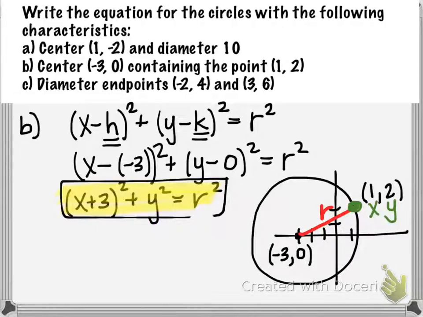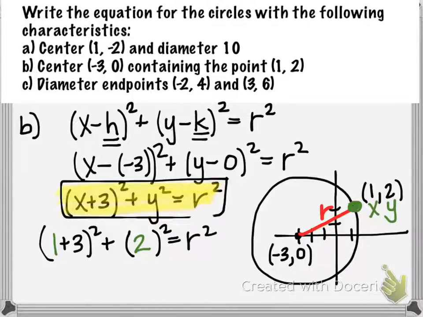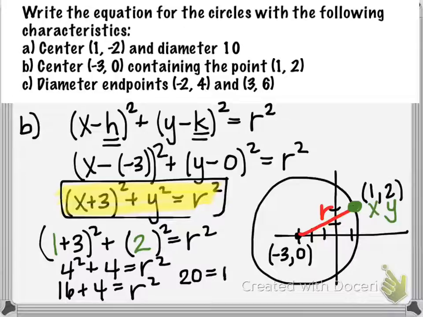So here's what that looks like. In place of x, we'll substitute in positive 1. So that would be 1 plus 3, the quantity squared, plus, in place of y here, we'll substitute in positive 2. So that's 2 squared is equal to my radius squared. So see, now we've substituted in the x and y value, and now you can solve for r. So this will give us 4 squared plus 4 equals the radius squared. 4 squared is 16. 16 plus 4 is the radius squared. Therefore, 20 will equal the radius squared.